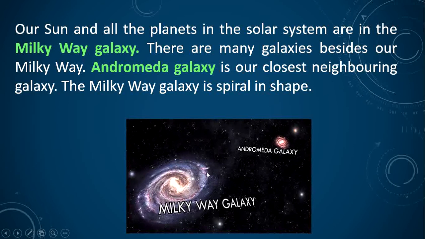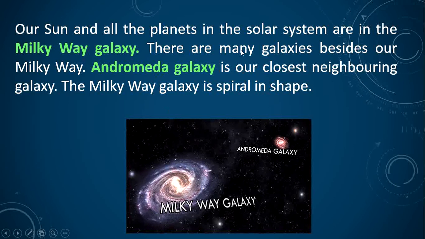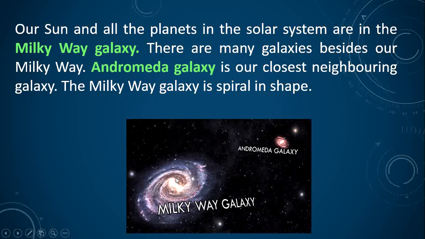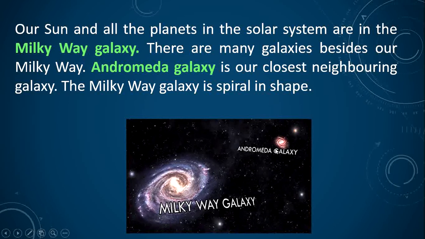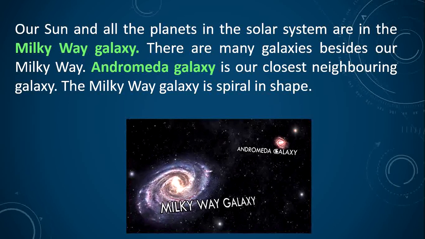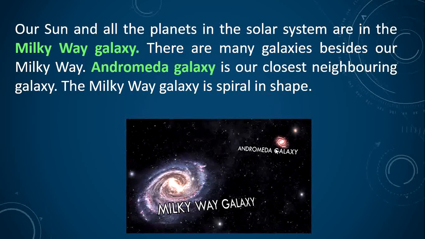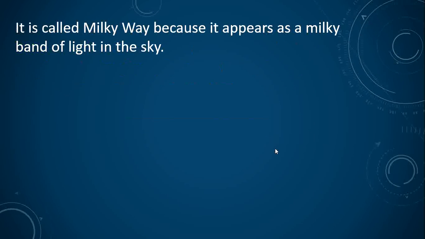So the Milky Way galaxy is spiral in shape. See this diagram. Here it is the Milky Way galaxy. Our sun and all the planets in the solar system are in what galaxy? Milky Way galaxy. There are many galaxies beside the Milky Way. Which one is the closest to the Milky Way? Andromeda galaxy. And the Milky Way is spiral in shape.